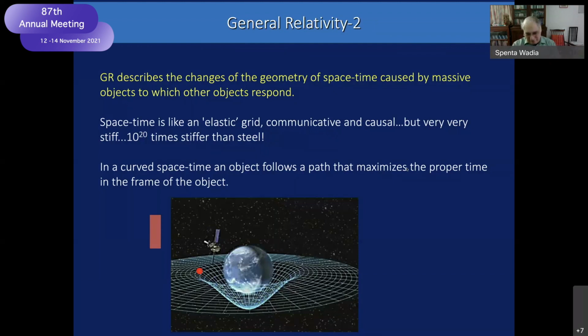Now, in a curved space-time, an object follows a path that maximizes the proper time in the frame of the object. And I just wanted to show you this very simple animation. All animations in this talk are due to Juan Maldacena. I just want to say it from the very beginning. So this ball, this sun, or very massive object, actually warps space-time. So it's like a trampoline which is being depressed. And the Earth, a smaller object, actually just follows this deformation in a particular way. So this summarizes the general theory of relativity and how objects move in it, okay?